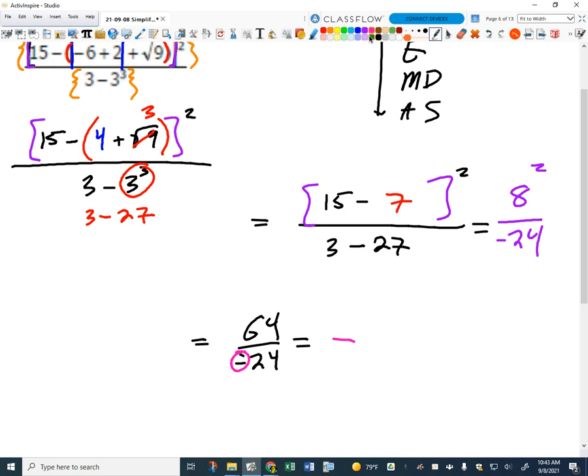Well, we just need to reduce that fraction. What's the biggest number I could divide into both of those? 8. Good. 64 divided by 8 is 8. 24 divided by 8 is 3. There's my answer. Okay? There's a lot to that, but if you carefully follow order of operations, you just get where you need to be, right? Okay, give me thumbs on this. Okay, good. All right.